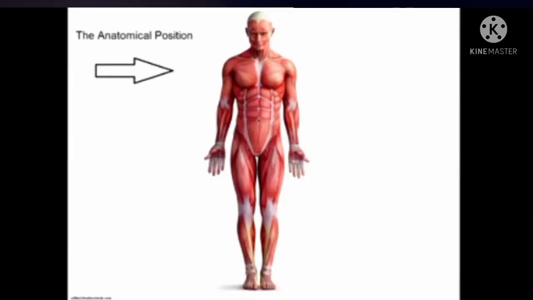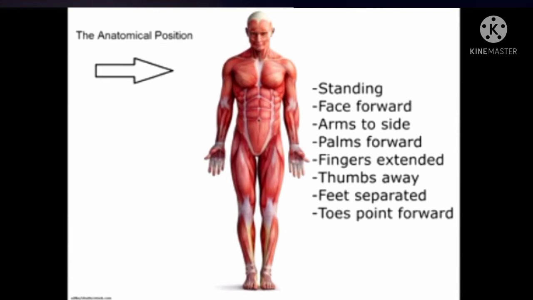Firstly, we will see the anatomical position. As you can see here, the anatomical position is a standing position in which the face is directed forward, arms to the side, palms directed also forward, fingers extended, thumbs away, feet separated, and toes also directed forward.